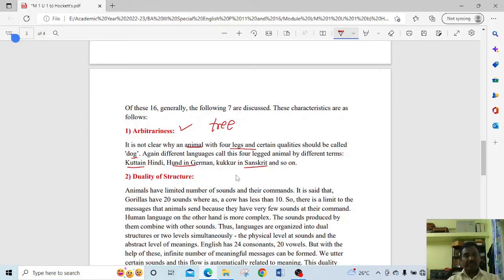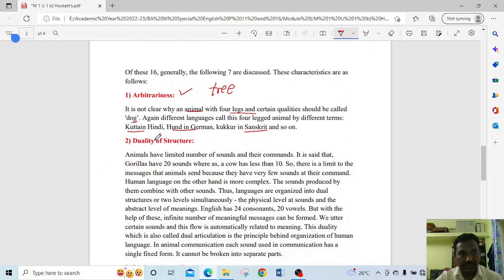There is no logic in it. At one point in the development of language, people began to call that animal dog. So we have been using that word to call that animal dog. There is no logic between the word and the object or thing. This is the feature called arbitrariness.